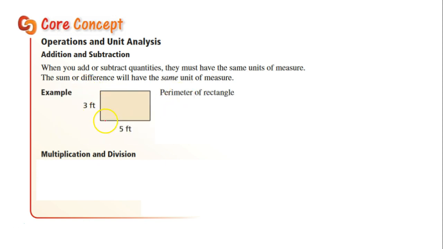if you wanted to find the perimeter of this rectangle, you would have to add up all the lengths. So you got 3 feet here, 5 feet here, and you're going to add up all these feet, and you're going to get a bunch of feet. So when you add or subtract quantities, they have to have the same units of measure, right? So 5 feet minus 2 pounds doesn't really make sense. The sum or difference will have the same unit of measure.